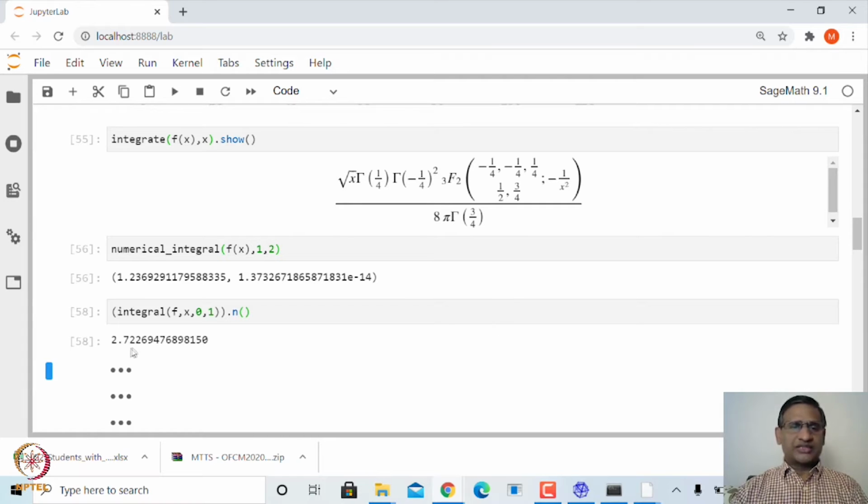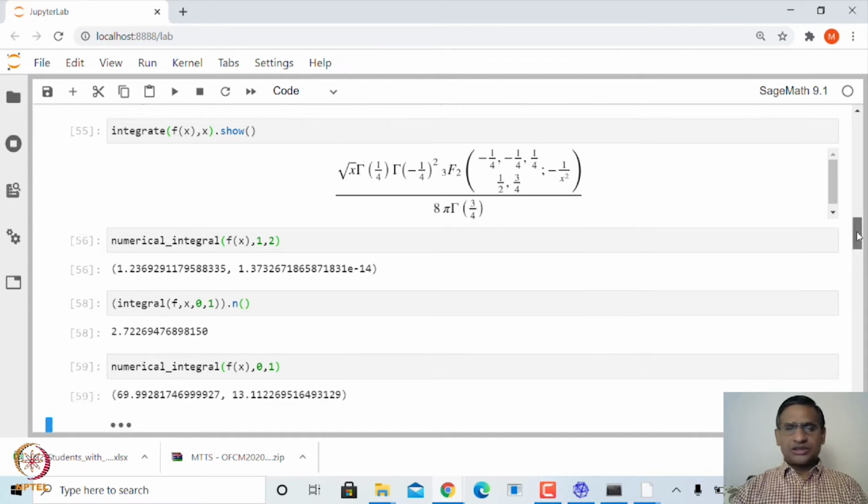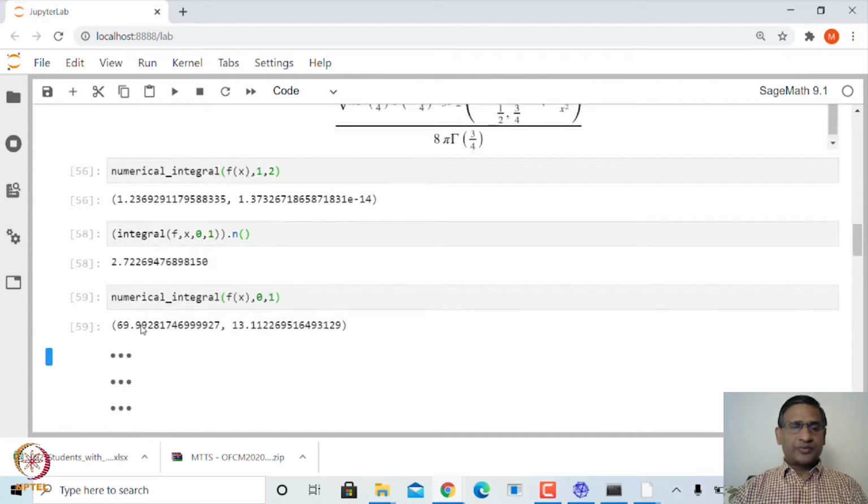So this is 2.72269, whereas if you apply numerical_integral to the same function between 0 and 1 and see what you get, the integral is 69.98, whereas from this we got 2.72. And this is 69.99, whereas the error term is quite high. One cannot accept this kind of error in a numerical computation.